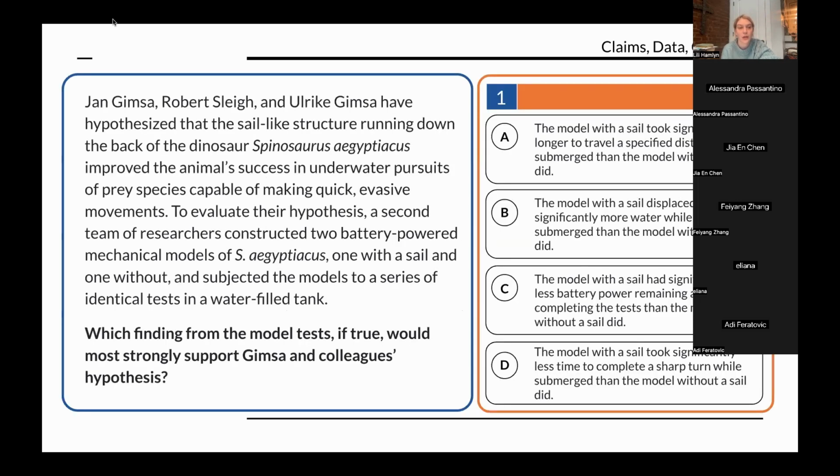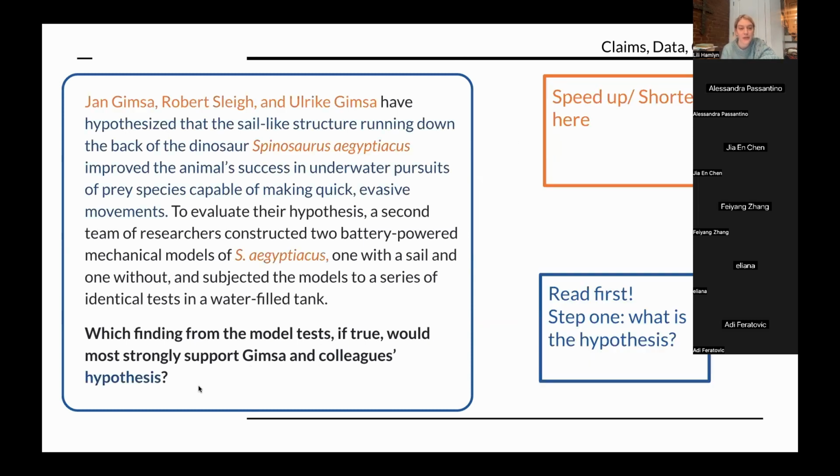All right, so if we look at a question like this, we don't want to start reading these names. What we want to do first is read the question, which is: which finding from the model tests, if true, would most support Gimser and colleagues' hypothesis. So we know that we can speed through these complicated names. And the first thing that we're looking for is the hypothesis. So here, they hypothesized that the sail-like structure running down the back of the dinosaur improved the animal's success in underwater pursuits of prey species capable of making quick, evasive movements.